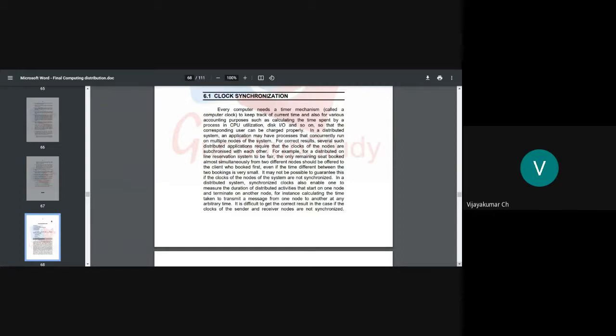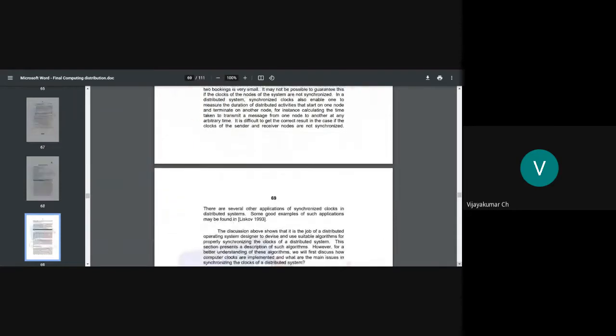After that, there are several applications of synchronized clocks in distributed systems. For example, some such applications will be found in 1993.